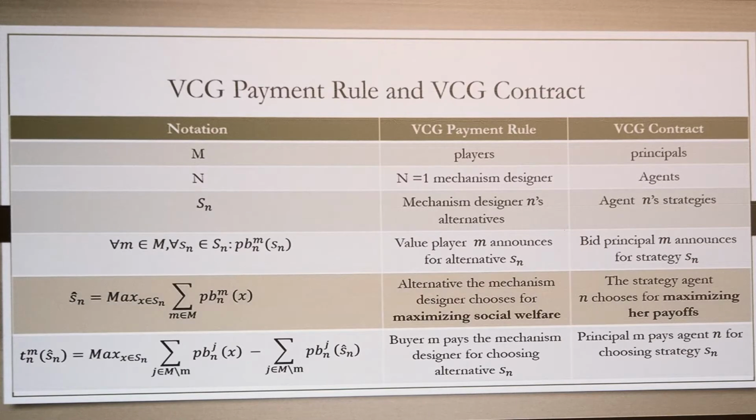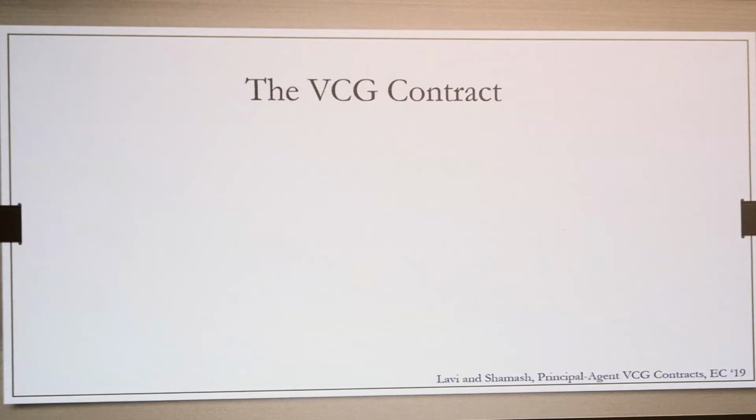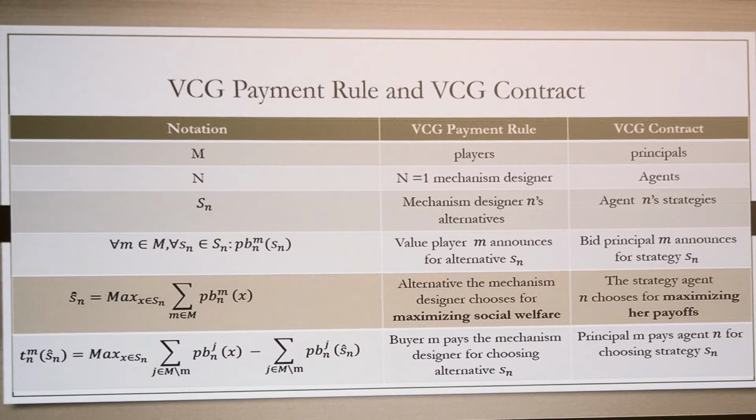Now, the main difference between them is this difference. The chosen SN, which maximizes the sum of PBs in the VCG payment rule, maximizes the social welfare. That's what the mechanism designer chooses, to maximize the social welfare. The mechanism designer has no interest in his own payoffs. In the VCG contract, it's not a mechanism designer, it's an agent who is interested in his own payoffs. And the transfer is again the same transfer in both mechanisms.